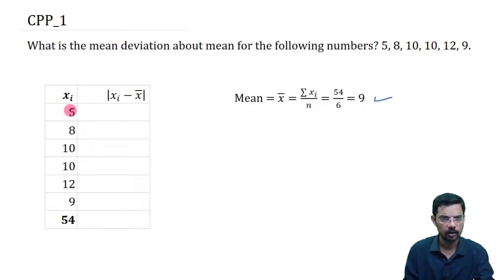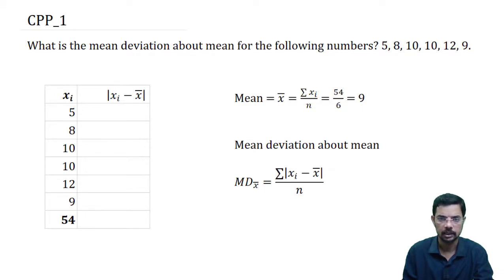Now we need to subtract each observation from 9 and then take its absolute value. If it is negative, make it positive and write it down here. In the same way, 5 minus 9, modulus. What do you get? Here it is minus 4, and the modulus of minus 4 is equal to 4. In the same way we can calculate for each value.